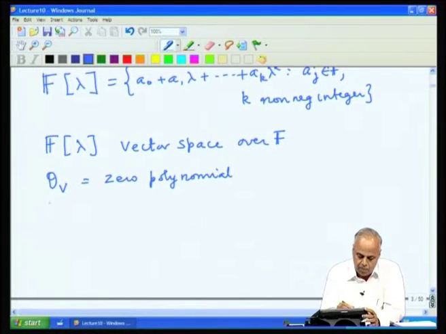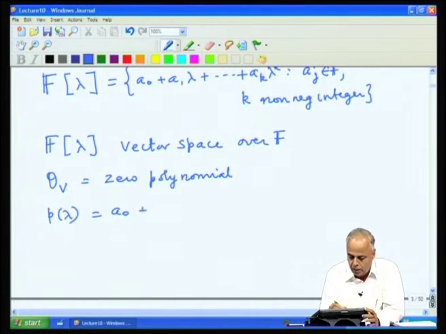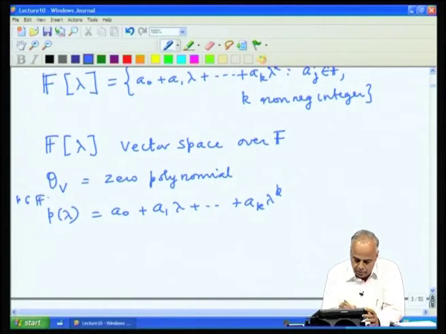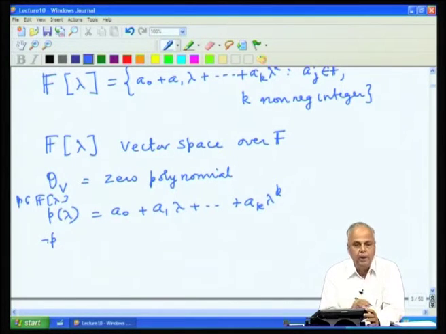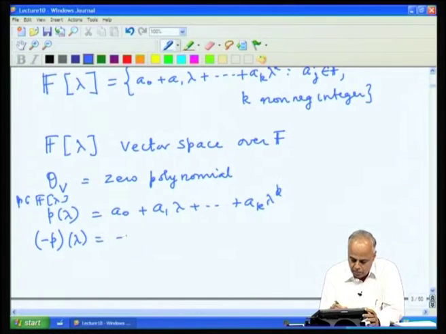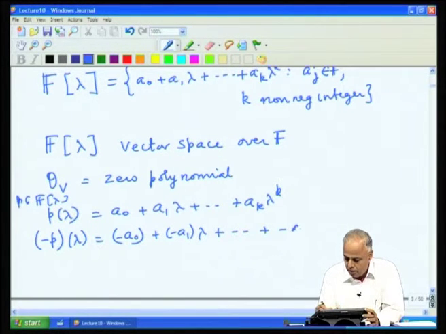And if we have a polynomial, just like in functions, if we have a polynomial p in F[lambda], a naught plus a 1 lambda plus up to a k lambda power k, then the minus p is the polynomial defined as usual, which is minus a naught plus minus a 1 into lambda plus etcetera minus a k into lambda to the power k.